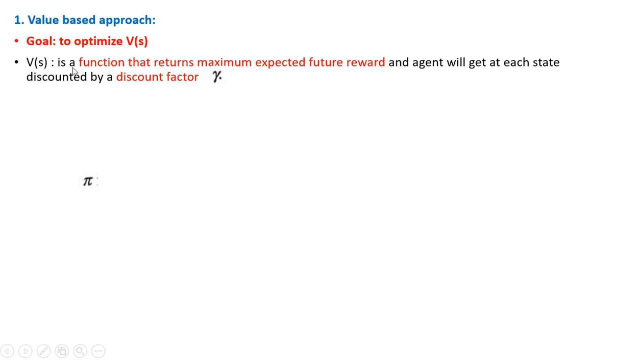The value is basically a function which will return the maximum expected future reward, and the agent will get it at each state discounted by a discount factor. The discount factor is gamma, which we discussed in the last video.